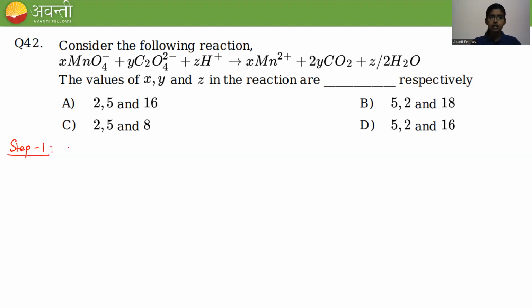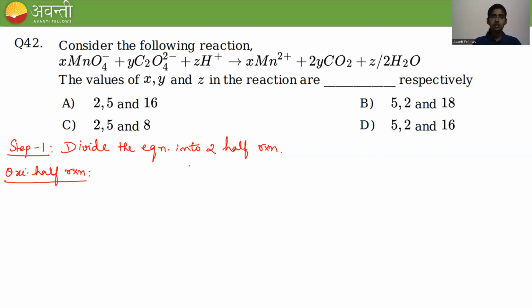Step number 1 is dividing the given equation into two half reactions, right? So divide the equation into two half reactions. One is the oxidation half reaction, the other one is the reduction half reaction. So let me write the oxidation half reaction. Which element has got oxidized? It is manganese, right? Just a second. Manganese is getting reduced here.